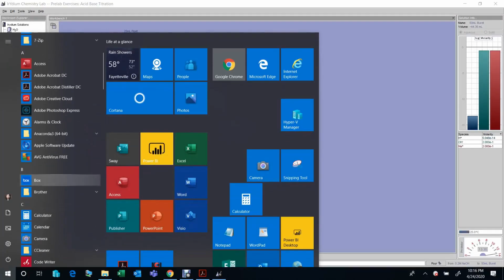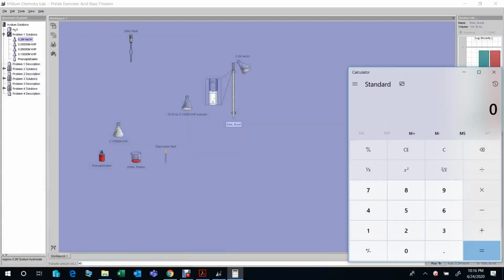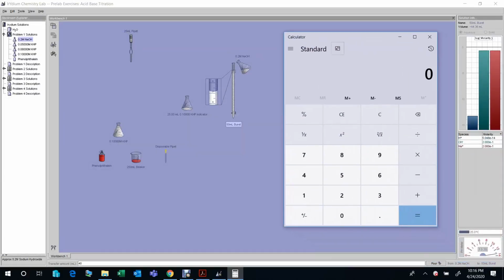Let me see, I need to get a calculator. The difference of the reading is the volume we add. At the beginning the reading is 50, remember? And now the reading is 6.90. So yeah, we add 43.1 milliliter. When we plan to pour 40 and we end up adding 43.1, that's okay, because we cannot control that very well.